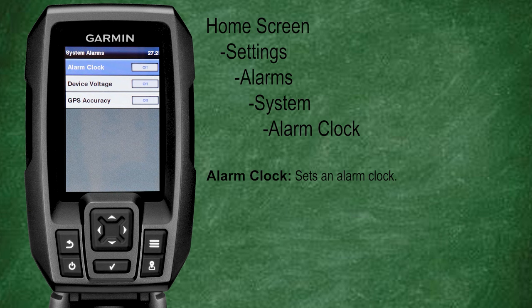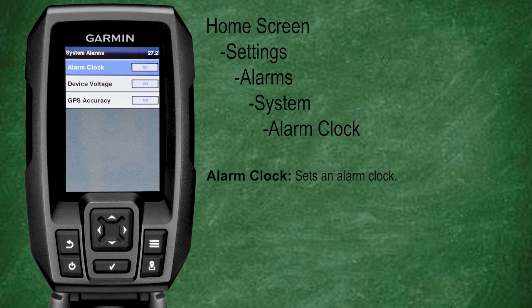Now we're going to take a look at some options for managing and organizing your waypoints. Let's start at the home screen. Scroll down and select User Data. Select Waypoints. Now you'll see a list of all your available waypoints that are saved to the Fish Finder. This is where you'll press the menu key. Now you'll have some options for sorting your waypoints.